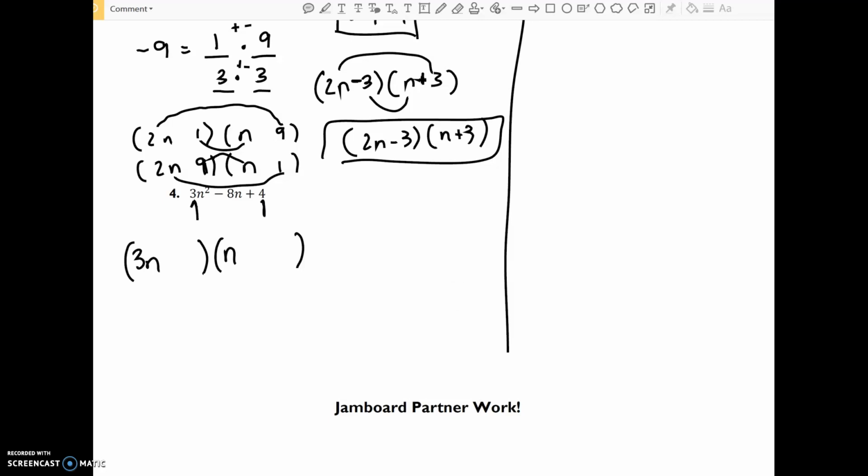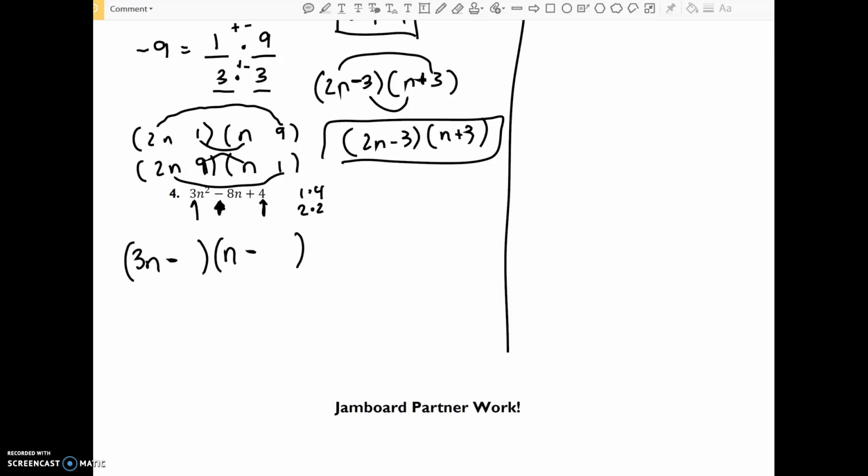Now we look at 4. What are the factors of 4? It's 1 times 4, it's 2 times 2, or both numbers can be negative. And in fact, you see this negative in the middle here? If we're getting this to be negative, these both have to be minuses.